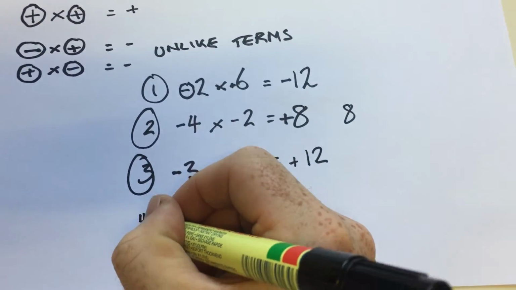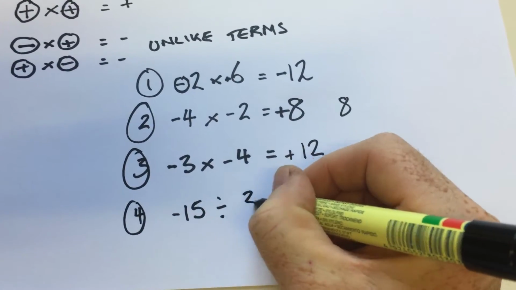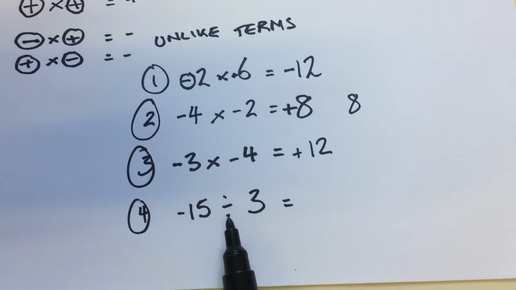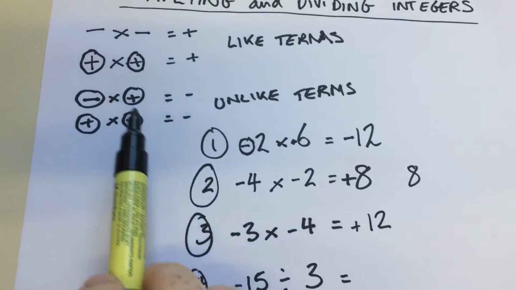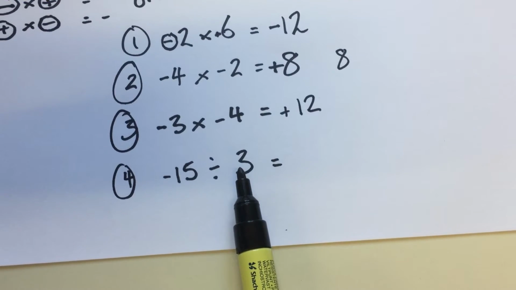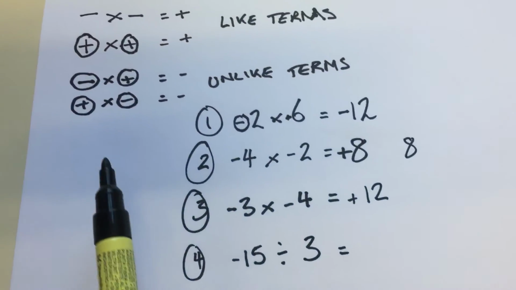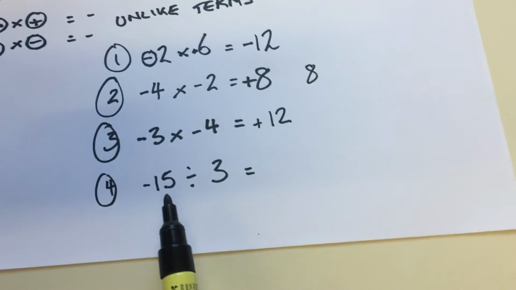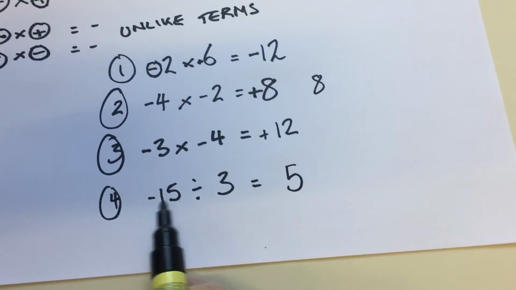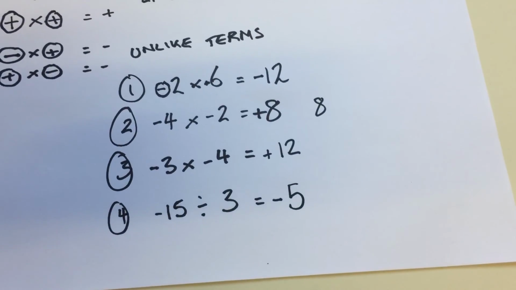Let's try a divided by. How about minus 15 divided by 3? What's my answer to that? Well, I check. Am I multiplying or dividing? Yes, I am. I'm dividing. So my rules up here apply. Now I'll check my terms. I've got a minus, and a positive. These are unlike terms. They are different to each other. So if I've got unlike terms, my answer is always a negative. So I'll say 15 divided by 3. Well, that's 5. But because I've got a minus and a positive, they're unlike, then my answer is always a negative. My answer is minus 5, not just 5.